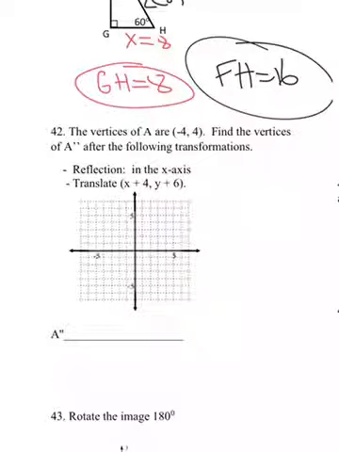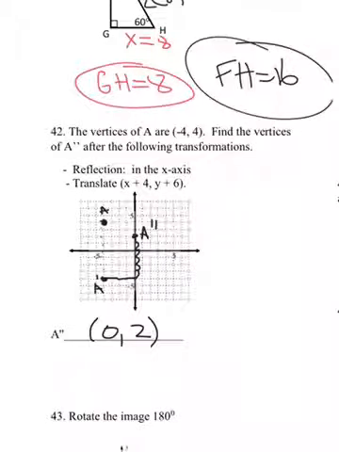The vertices of A are negative 4, 4. Find the vertices of A prime after the following transformation. So we start at negative 4, 4 for A, and we're going to reflect over the x-axis. So if I'm 1, 2, 3, 4 above A, now I've got to go 1, 2, 3, 4 below A, and that would be A prime. And then translate 4 in x plus 4 in y plus 6, which would give me 1, 2, 3, 4, 2, 3, 4, 5, 6. A double prime is at 0, 2. Ta-da.